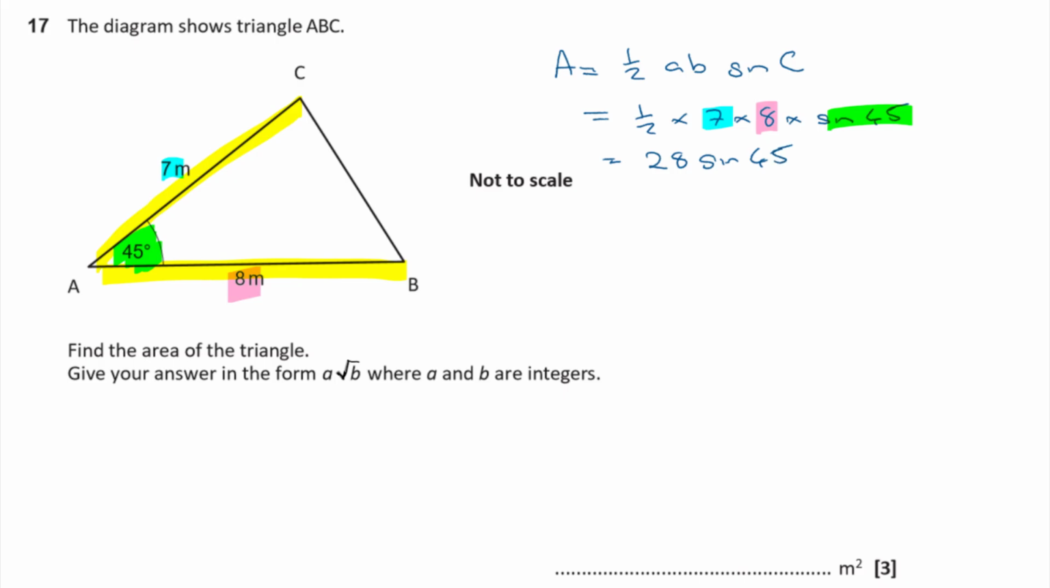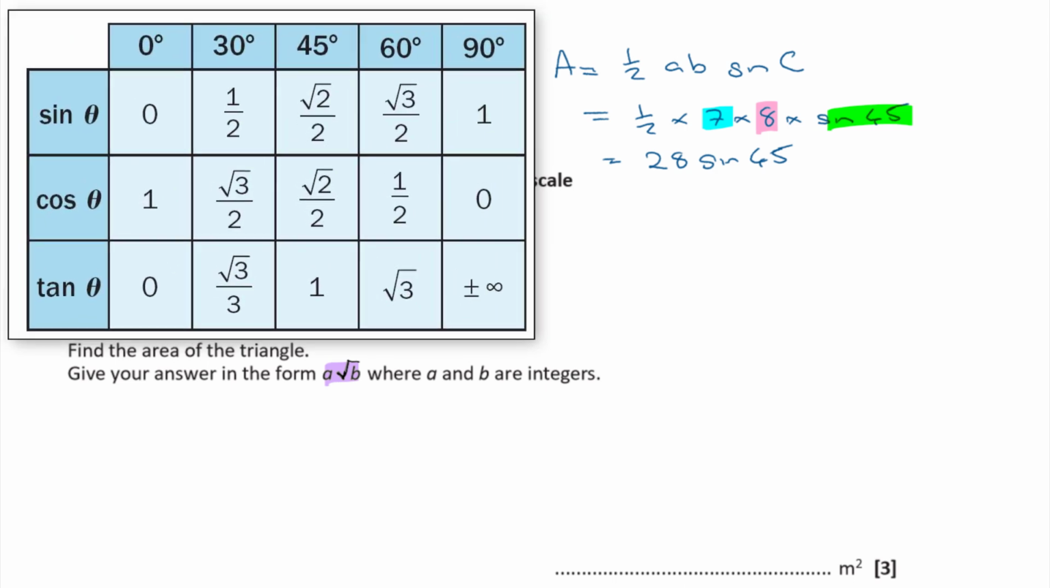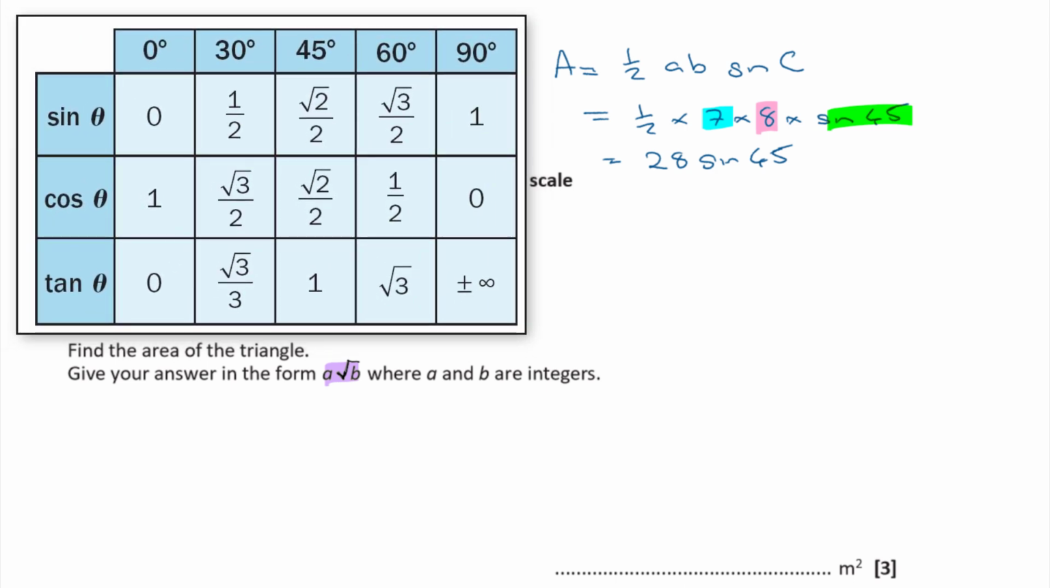Okay, now we want it in the form A root B, which is an exact form. So we're going to have to use the exact values of our trigonometric angles to progress further here, because we don't have a calculator. There's a handy table that you need to remember in order to work out your exact values. I'm going to quickly show you how I do it.